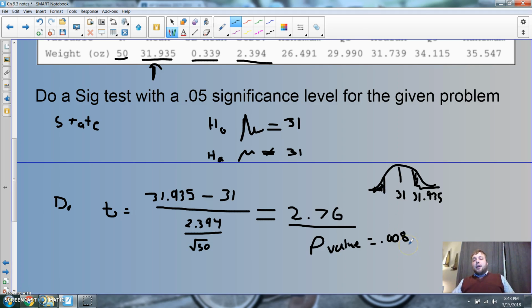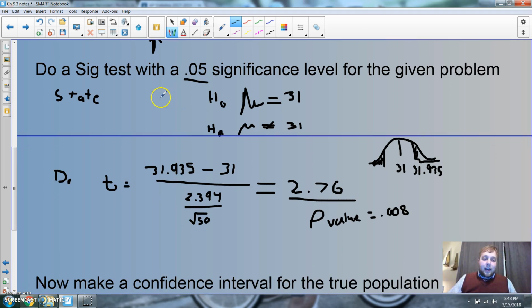I came up with a p-value of 0.008. That p-value is very low. Is it lower than this 5% significance level? That's where I'm drawing the line. Yes, the p-value is low, so the null must go. I'm going to reject the null. I would write that a little more in context, but that's the math, basically. So I reject the null because the p-value is low.